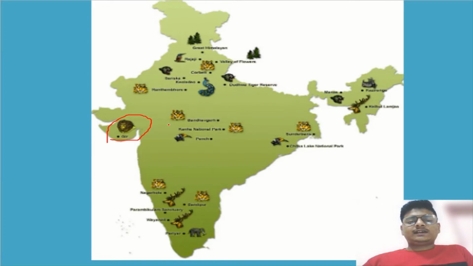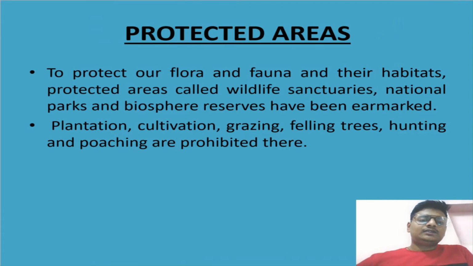And now, are you able to see these things? These are called protected areas. This is protected for specific animals, specific wildlife, specific areas. This is known as protected areas. So what are protected areas? This is to protect our flora and fauna.